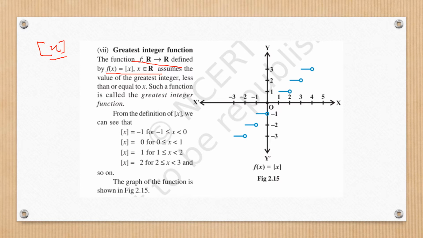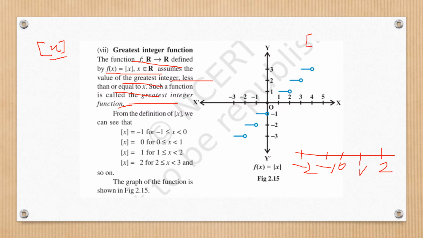And assume the greatest integer, the value of the greatest integer less than or equal to x, right? And it is called the greatest integer function. Okay, so let us understand this greatest integer function with the help of your number line. So see, this is your number line and this is my element 0. This is 1, this is 2, this is say minus 1, this is minus 2. Actually, the greatest integer function is the value which is immediately to the left of x.